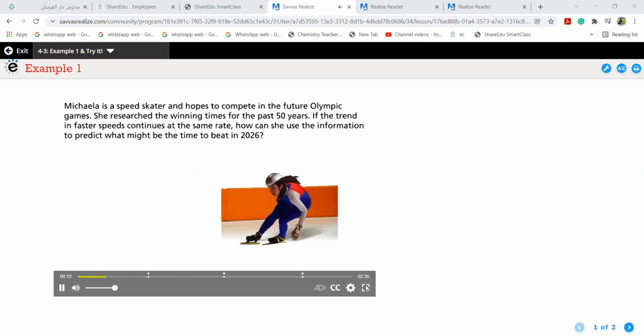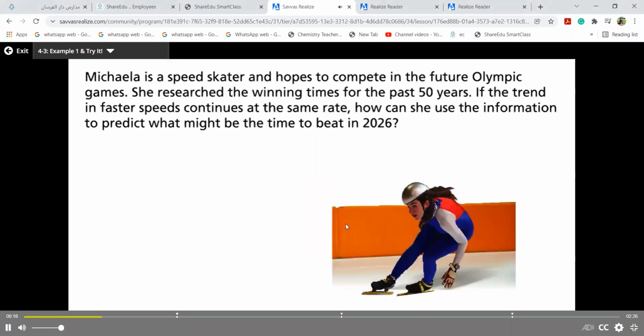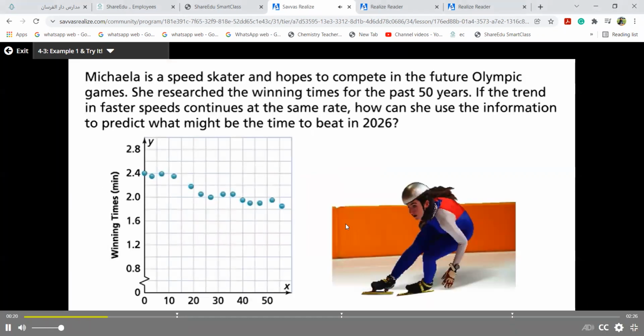Michaela is a speed skater and hopes to compete in future Olympic Games. She researched the winning times for the past 50 years. If the trend in faster speeds continues at the same rate, how can she use the information to predict what?